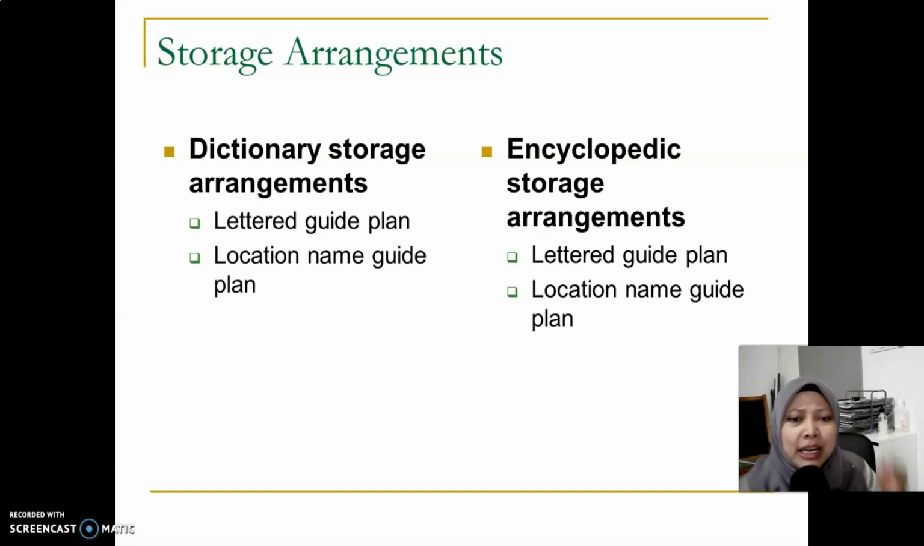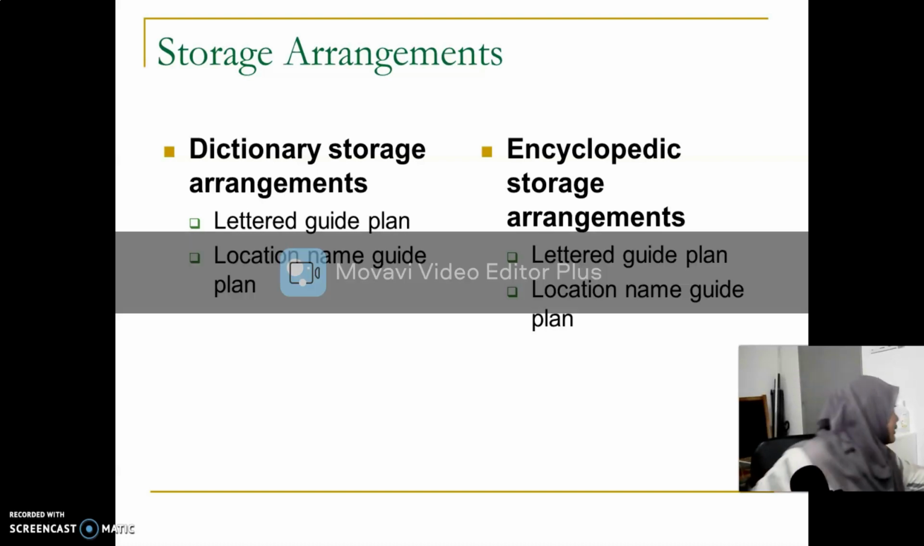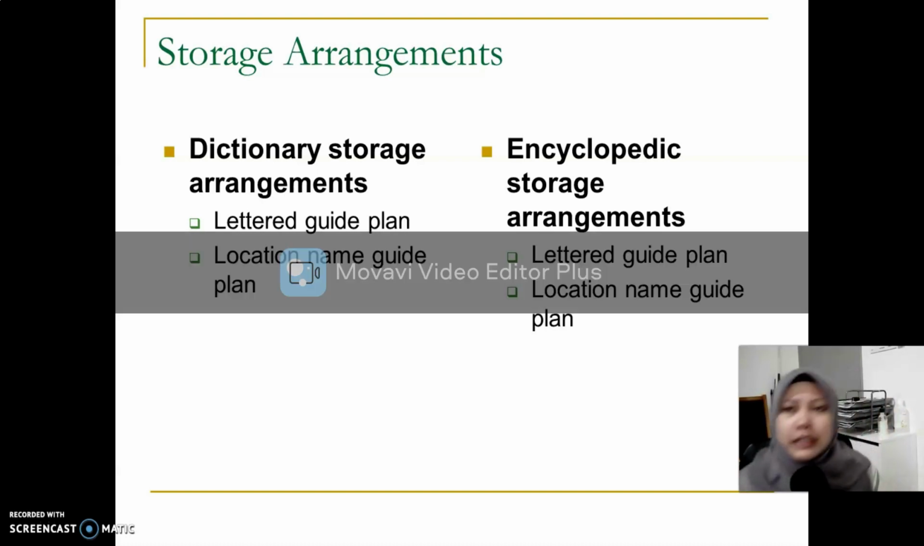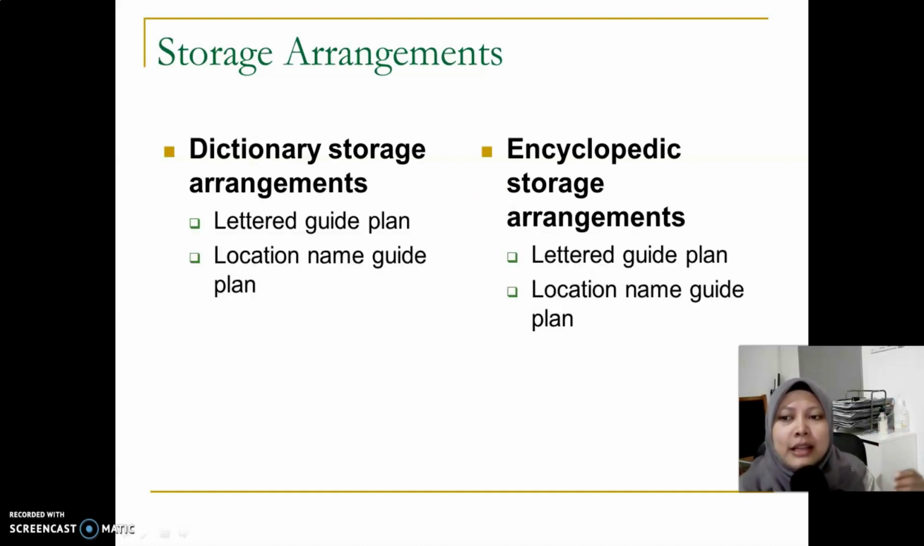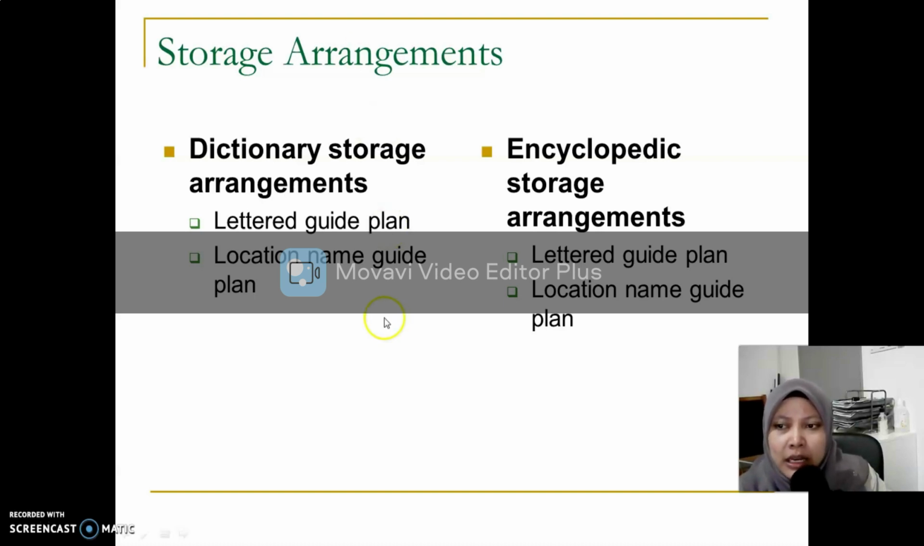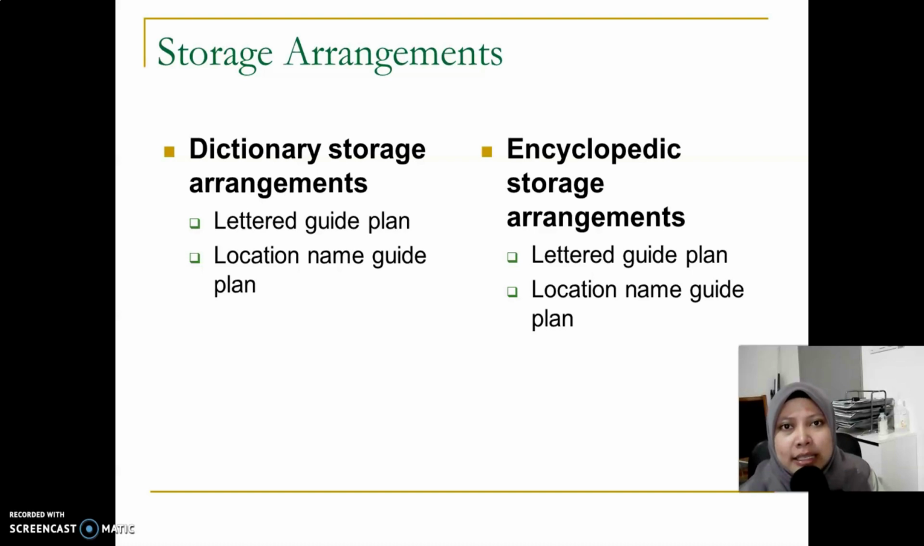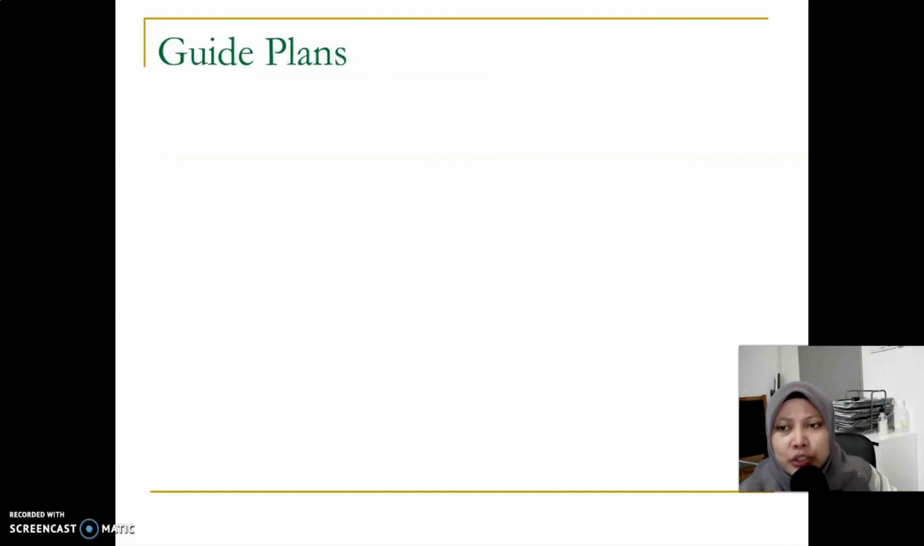Okay, guide tu apa? Guide tu adalah yang divider tu, which is the separator. Okay, so the divider, pemisah di antara this file with the next file, that is what we call the divider, ataupun nama khas dia adalah guide. So guide tu kita sama ada guna letter, alphabet, ataupun A, B, C, D, E, ataupun kita guna location name guide plan, meaning that we write on the guide itself ada label tu, caption dekat atas guide tu dia tulis dengan nama tempat, nama location ataupun geographic.